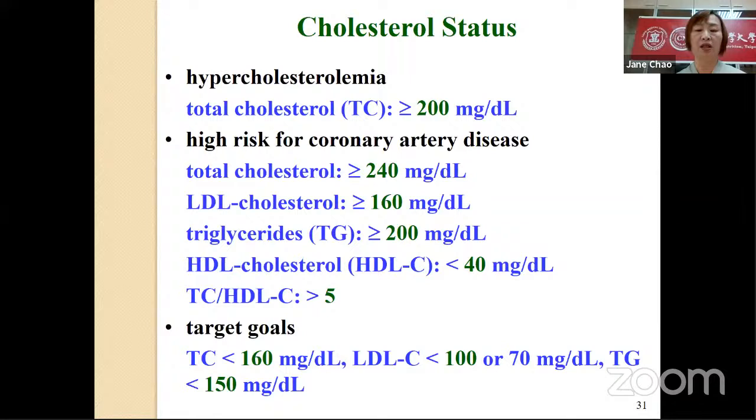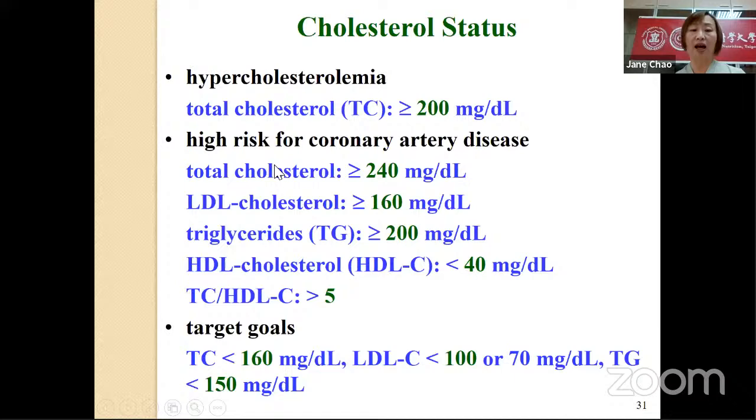If your cholesterol level is greater than 240 milligrams per deciliter, your LDL cholesterol level is greater than 160, your triglyceride level is greater than 200 milligrams per deciliter, or your HDL cholesterol level is less than 40 milligrams per deciliter for men and less than 50 for women, or your total cholesterol to HDL cholesterol ratio is larger than 5, that means you have a high risk for coronary artery disease. For those at high risk, we have target goals. You have to lower your total cholesterol level, for example to lower than 160 milligrams per deciliter if you are at high risk for coronary heart disease.